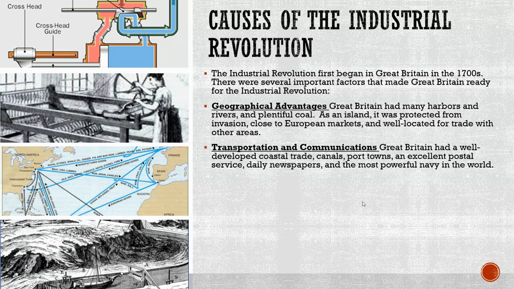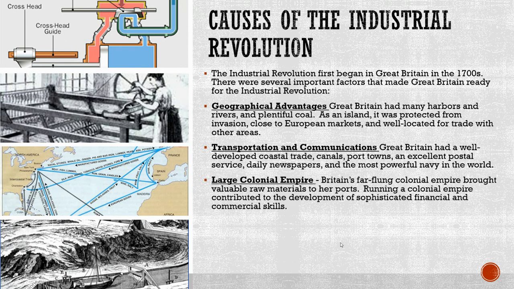Transportation and communication. Great Britain had well-developed coastal trade. They had been doing this the whole time since they're an island. They had canals, not the canals that we have. These are canals that boats use to transport things up and down rivers, things like that. They had port towns where it was easier to bring in products. They had an excellent postal service, which allowed them to send messages, maybe money, things like that. They had daily newspapers, and they had the most powerful navy in the world. So those are some of the different geographical and transportation reasons. And then, of course, it had a large colonial empire.